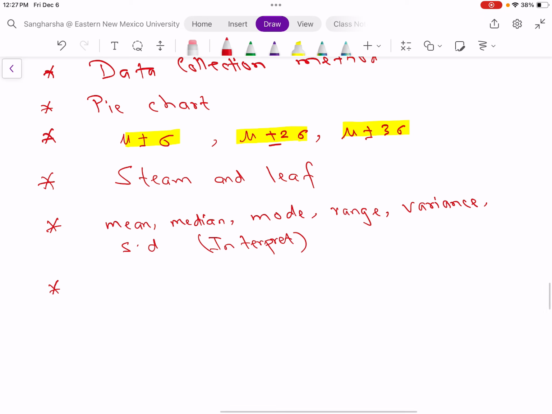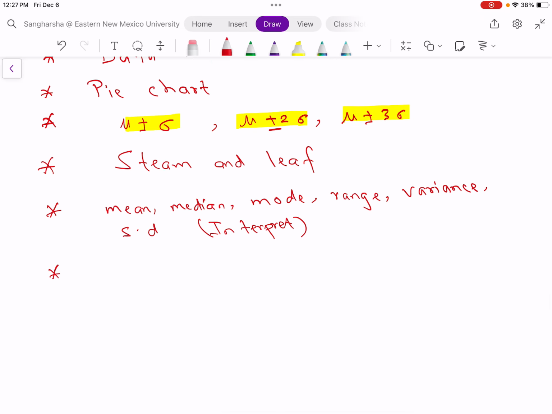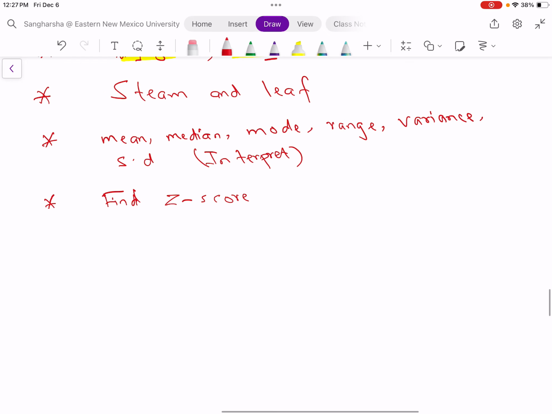Next one, you'll be asked to find the Z-score. Okay, the formula will be given to you. The next one, you should know about mutually exclusive. What does this mean for you? And if you know the definition, I'm pretty sure you can solve the equation that you have for the final. Okay, so you should know what mutually exclusive means.